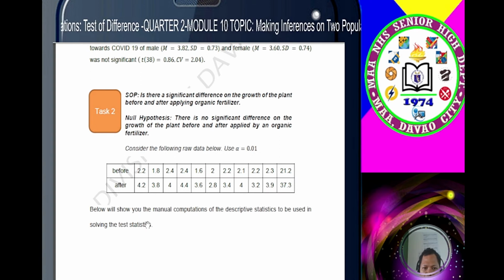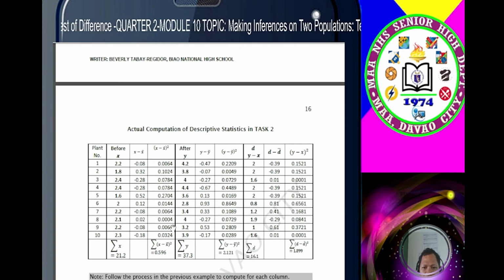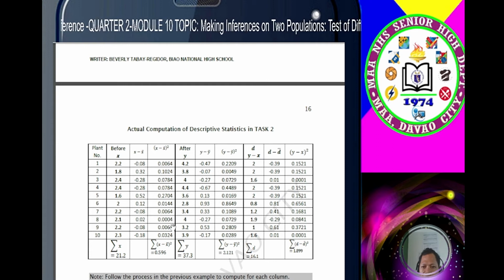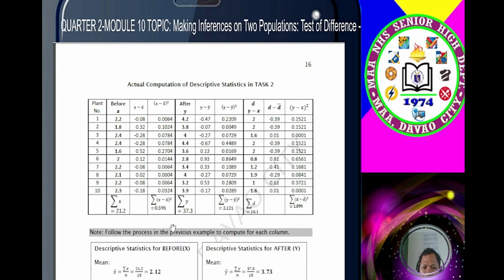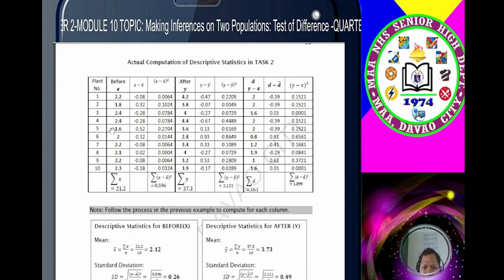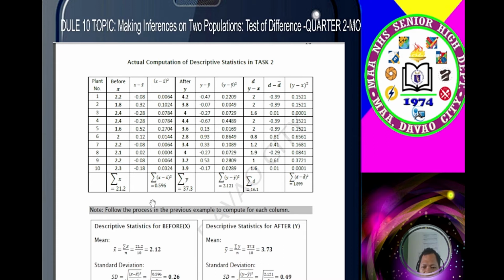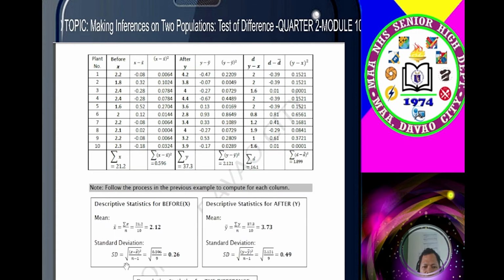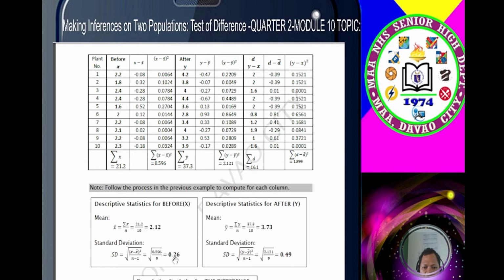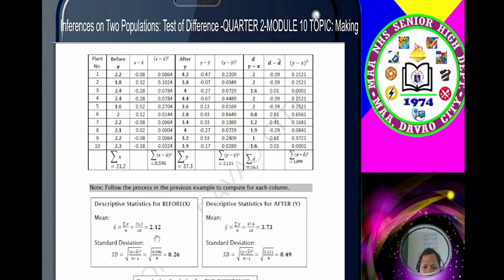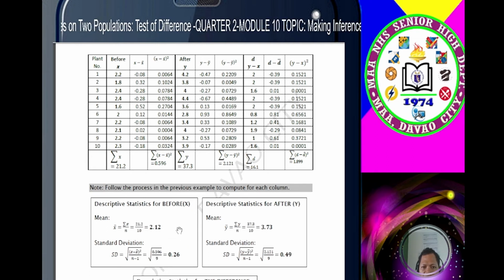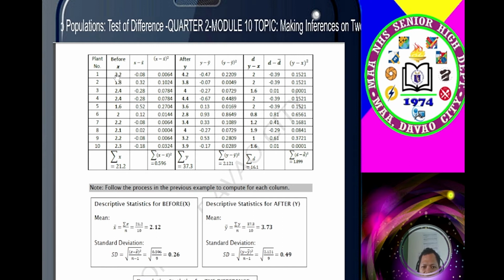Okay, we have here, below, the descriptives. The same procedure, just like we did earlier. First, compute the mean, because we need to get the mean and SD, same process. So the mean is 2.12. Then after you get the mean, subtract it from the value of x here.